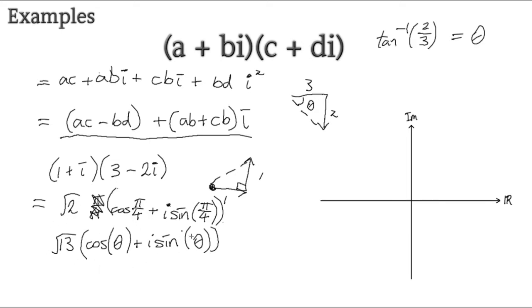So we multiply these two. Using just simple algebra, we can tell that if you multiply these two, we get the multiplication of the two moduli, then the addition of the two argument terms. So let's look at the modulus first. So the answer modulus will be root 2 times root 13, which gives us root 26.